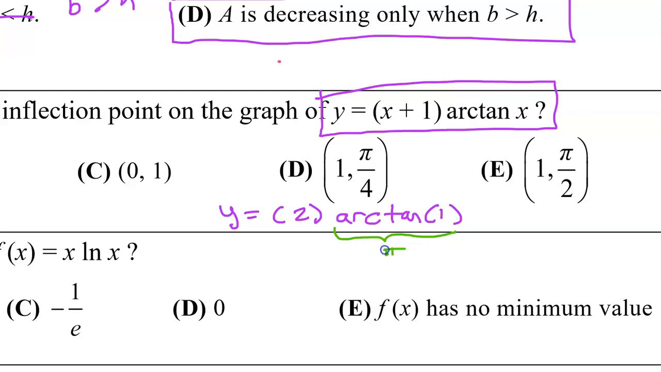So this part is pi over 4. But we have pi over 4 times 2. All right, we have 2 times pi over 4. And then that makes pi over 2 when you reduce these. So that means that the actual y value is pi over 2, and the answer is E.